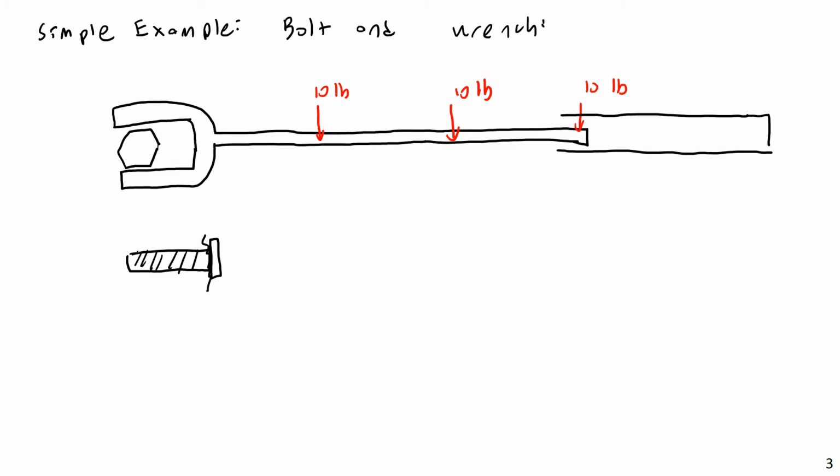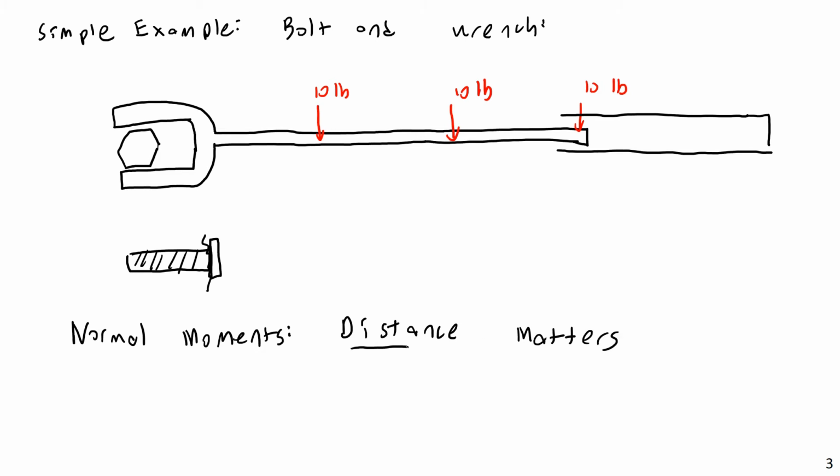You're going to have to take that to a shop and have that drilled out, and you're going to make them very happy because you just made them a whole bunch of money, and they'll happily charge you while laughing at you for using your 15-foot long cheater pipe. But that's neither here nor there. The point is that for normal moments, distance matters. In particular, distance from the point matters.